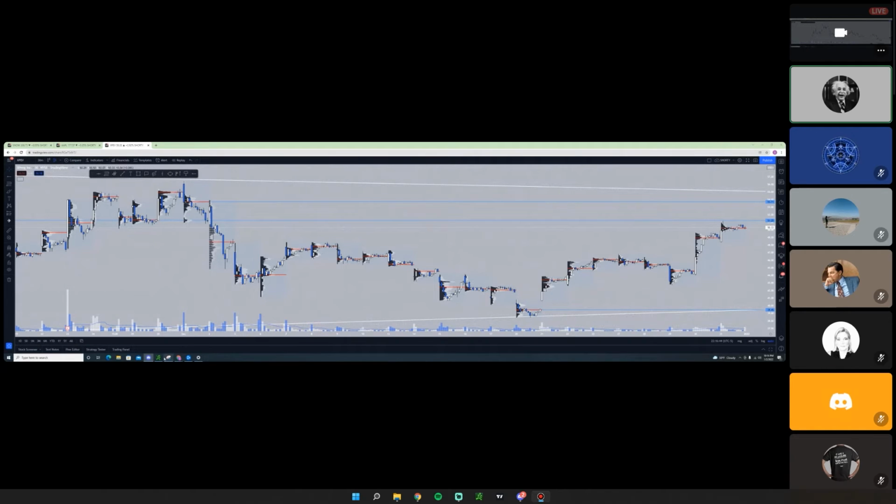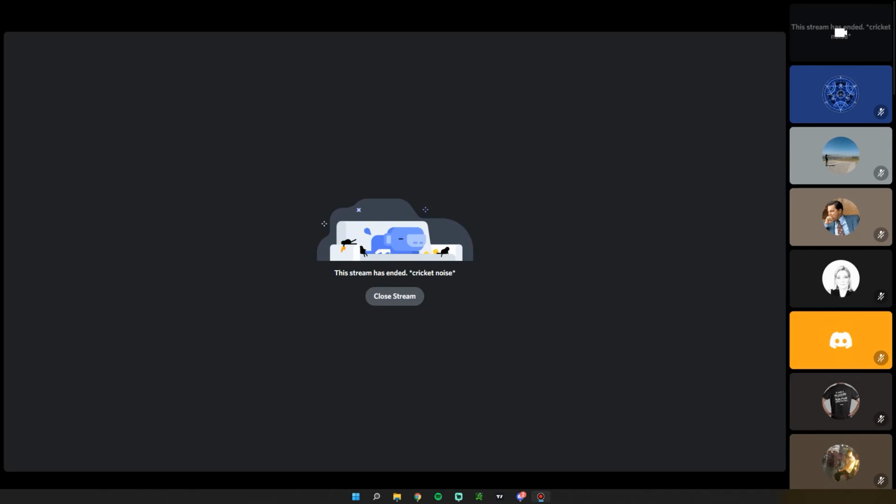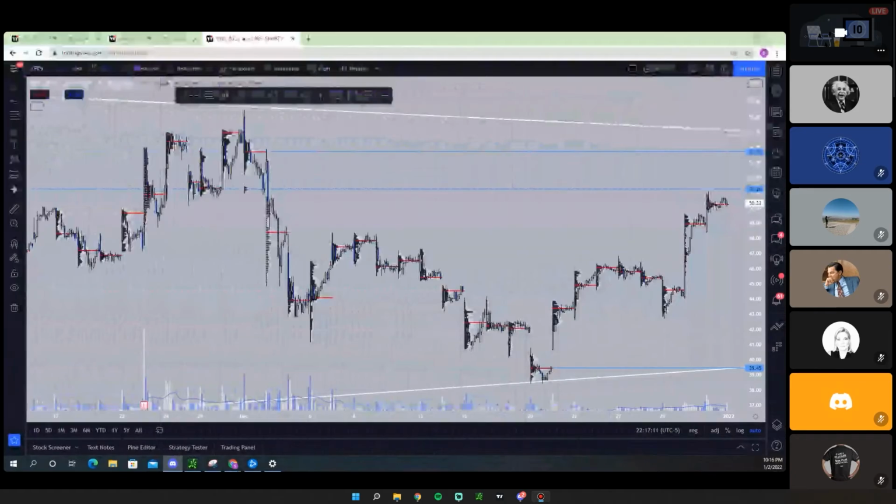Let me switch for you guys. I know some of you guys can't see this. Let me switch to my smaller monitor so you guys can see it. Yes, that's a lot better.